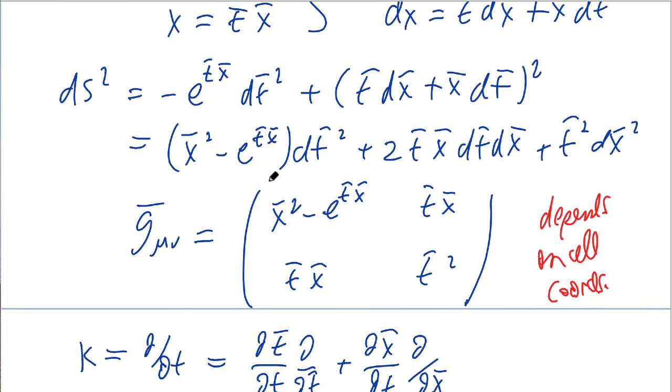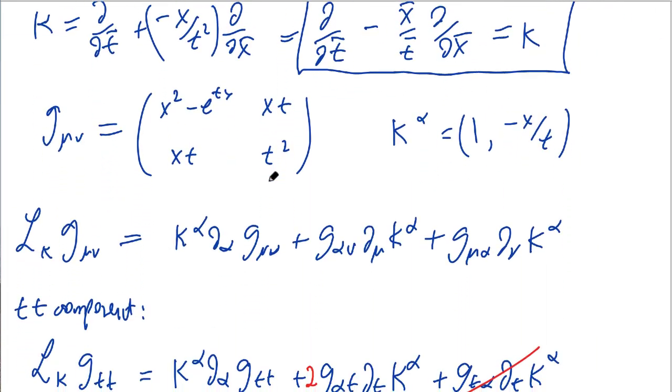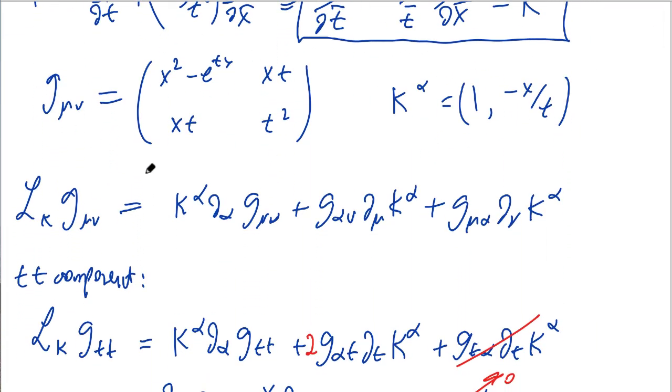But if we were given this geometry written in these coordinates, and that's all you knew, it would be very difficult to tell whether or not there's a symmetry. And in particular, it would be very difficult to discover that this vector field is actually a Killing vector field.